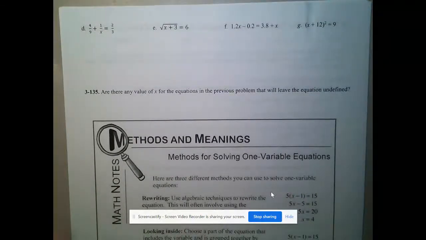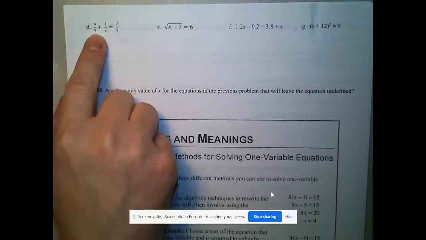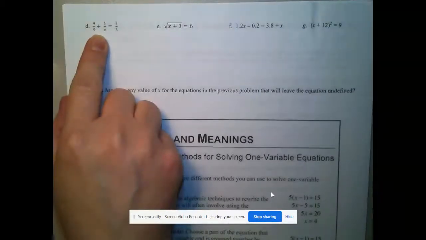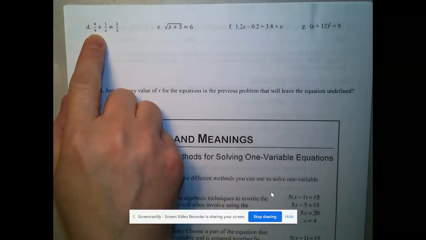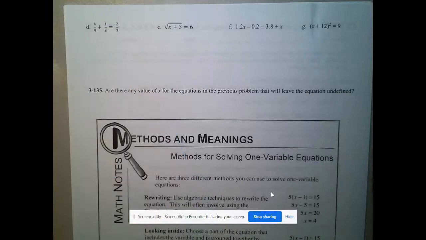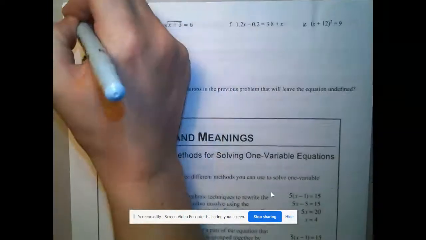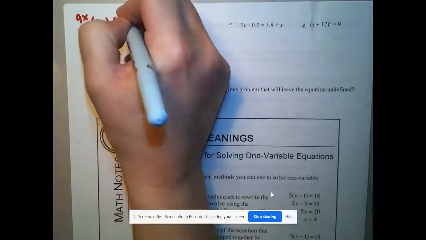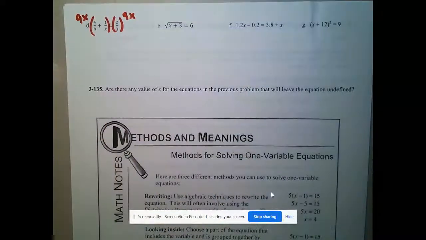All right, so D has fractions, which again leads me to believe fraction busters is the way to go. The least common multiple, I've got a 9, an x, and a 3. Clearly, it's got to have x in it. And 9 and 3, the least common multiple is 9. So I'm going to multiply everything on the left by 9x and everything on the right by 9x. And that's the fastest way.